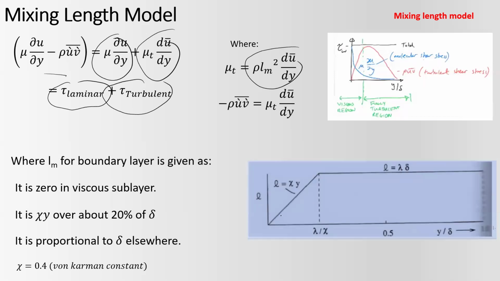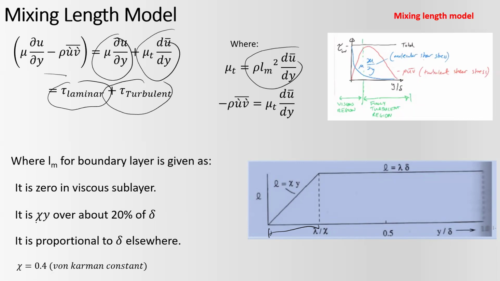The mixing length we can find in the boundary layer with this formula. In the initial region, it is directly proportional to both x and y. After that, this value will be constant. This is from external data that contains these two graphs. This is the molecular shear stress, and this is the turbulent shear stress.